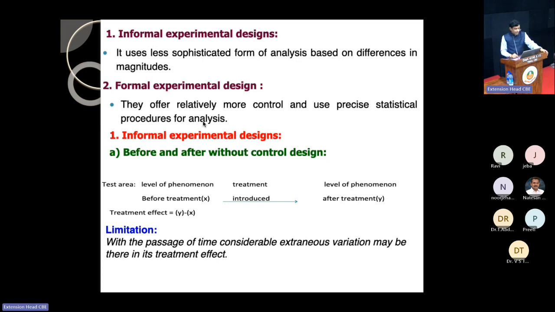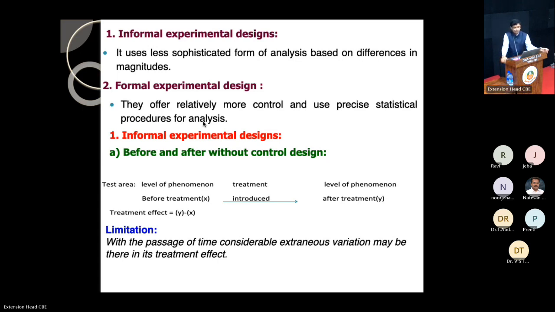So what is the limitation? Passage of time, and considerable extraneous variation may be there. So definitely, not only the effect that has happened through your intervention. For example, I want to see the learnings from the television. I will conduct one program only through television. Where is the guarantee that they may not see Facebook? They may not see Instagram. They may not read the newspaper. They will get the knowledge from other sources also. Where is the guarantee that the incremental increased knowledge is only through television?